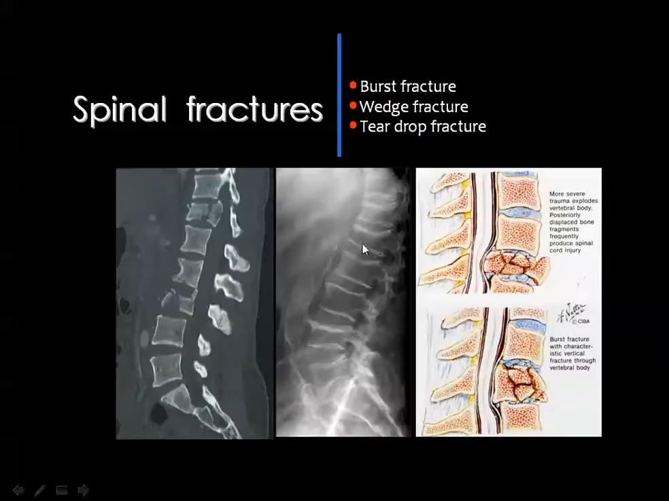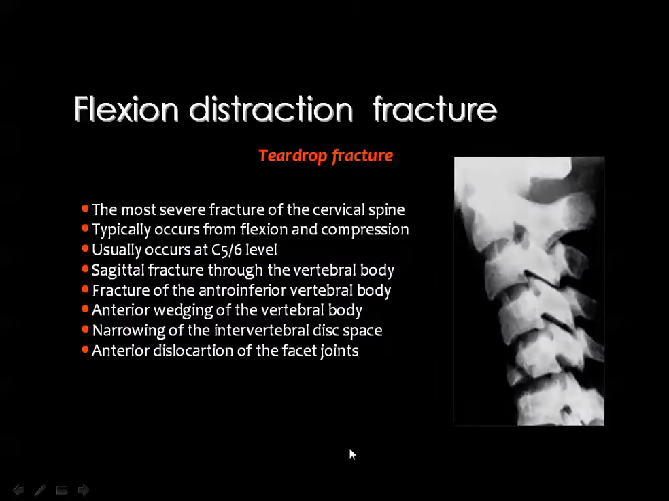compression fracture of the L1 vertebral body with anterior wedging. And this is an example of burst or comminution fracture where you got multiple vertebral fragments. The third type is the teardrop fracture, or what's known as flexion distraction fracture.